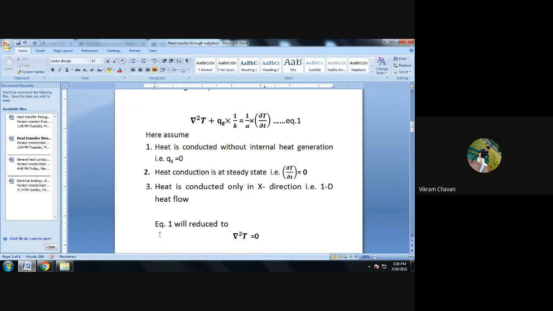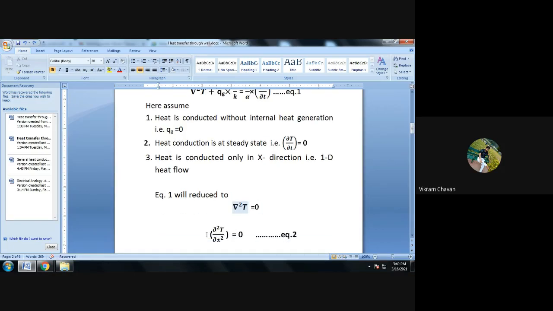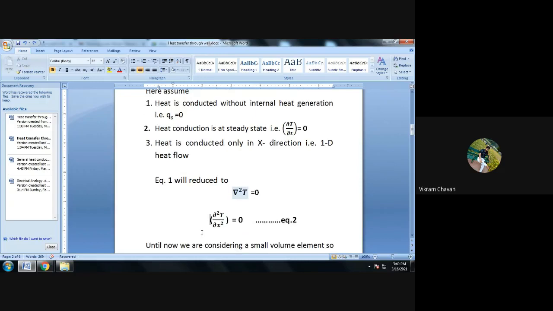Therefore, equation one will reduce to del square T is equal to 0. In that, there is only one coordinate, the x direction, so further reduction is that temperature changes with respect to x only, and temperature changes with respect to y and z should be considered as zero. So we get the equation del 2T divided by del x square equal to 0. This is our equation number 2.